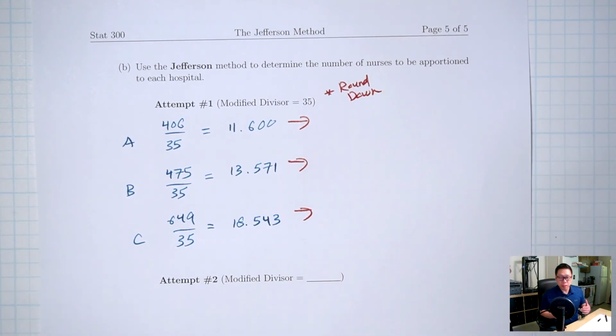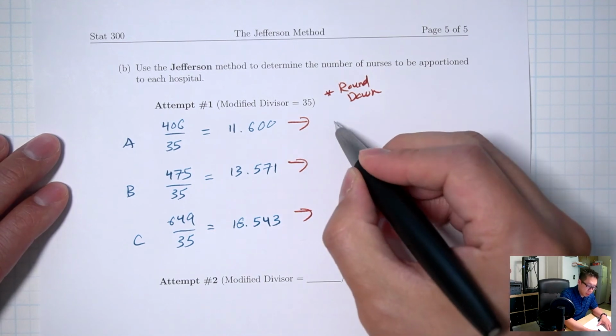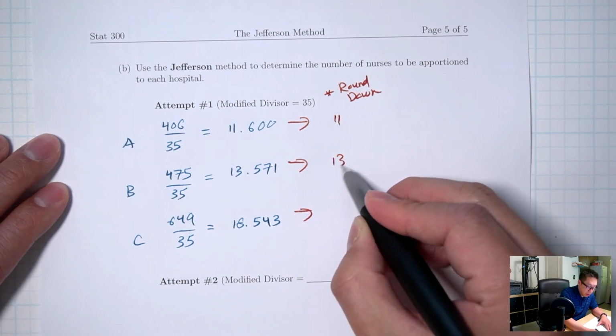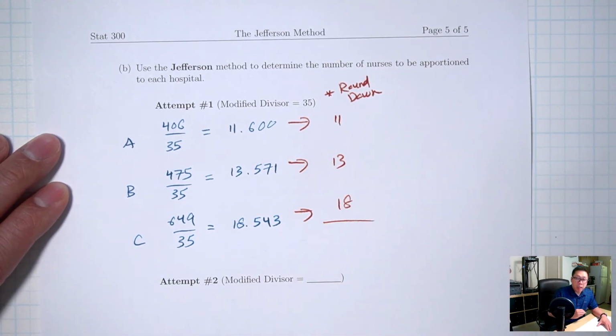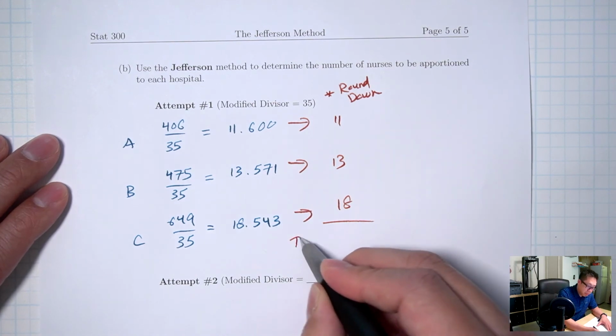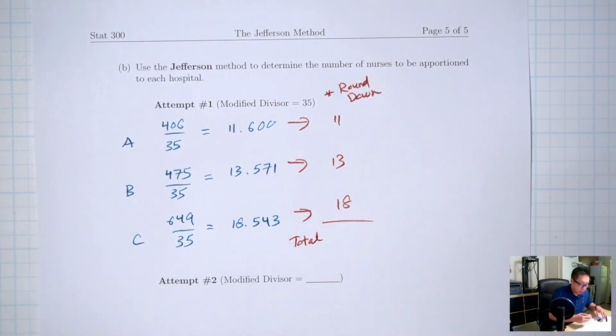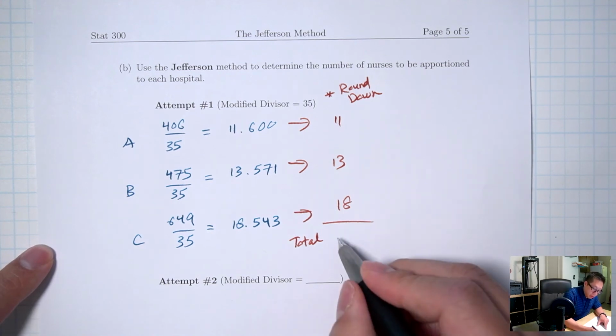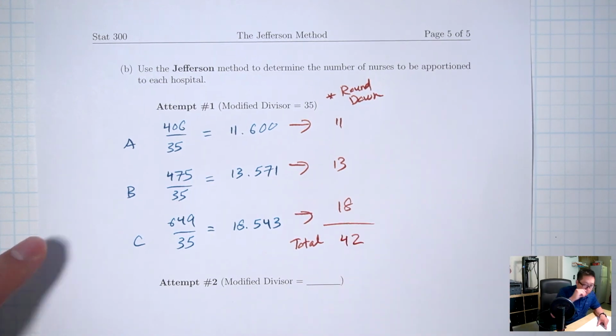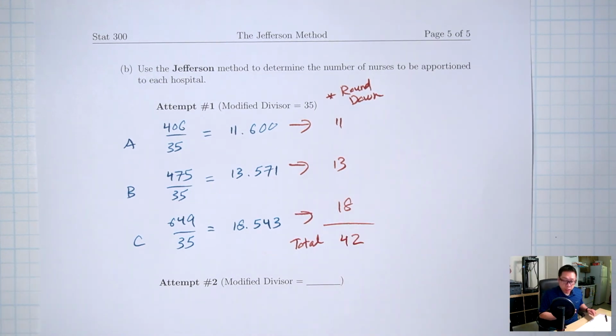Which basically means ignore the decimal. And this will be 11, 13, 18. And then you're going to check the total. 11 plus 13 plus 18 is 42. If that's the correct number you want, then you're done. If not, then you have to continue.